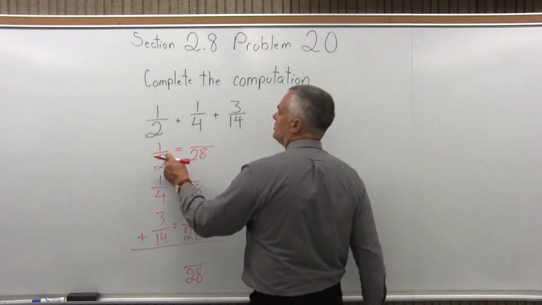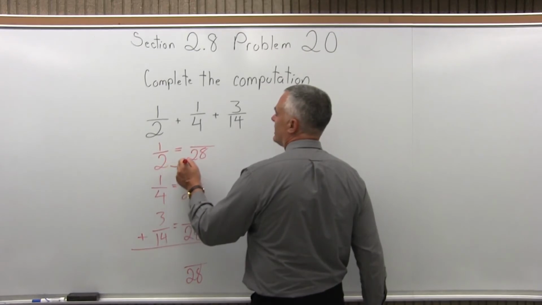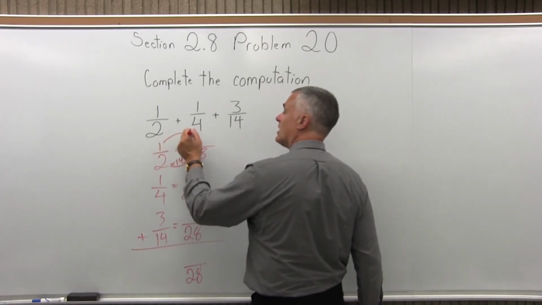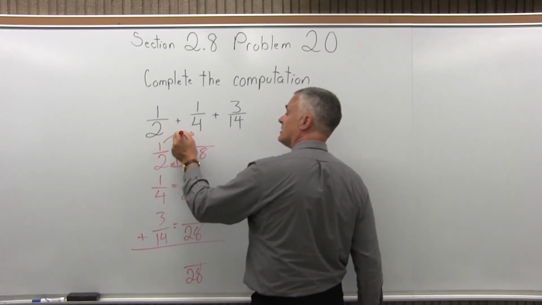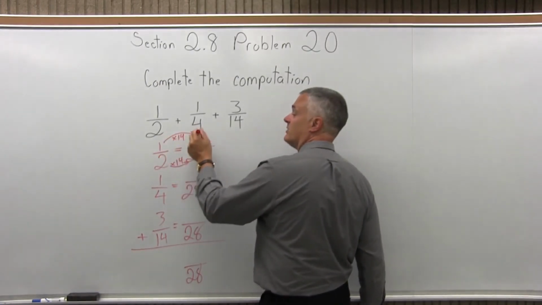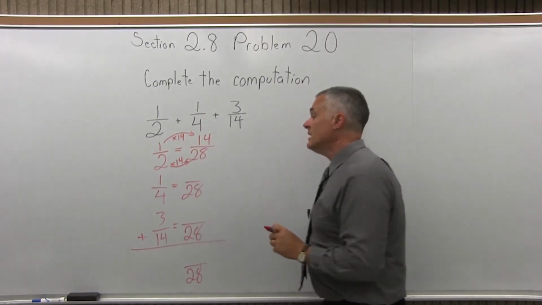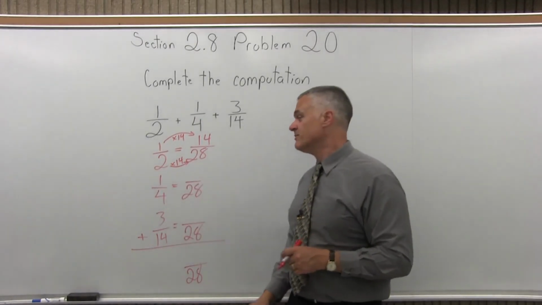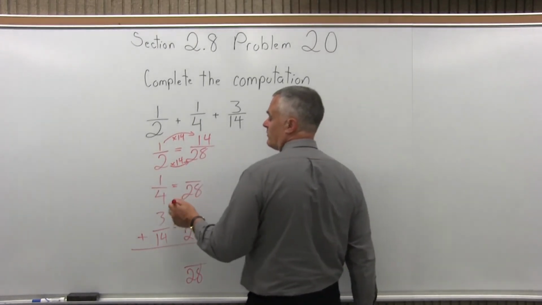So 2 times something became 28. Well, times 14. 2 times 14 is 28. So the top must be multiplied by the same amount, times 14. So the top was 1, or the numerator, times 14. 1 times 14 is 14. And again, 14 over 28 would reduce back to 1/2. It's an equivalent fraction.